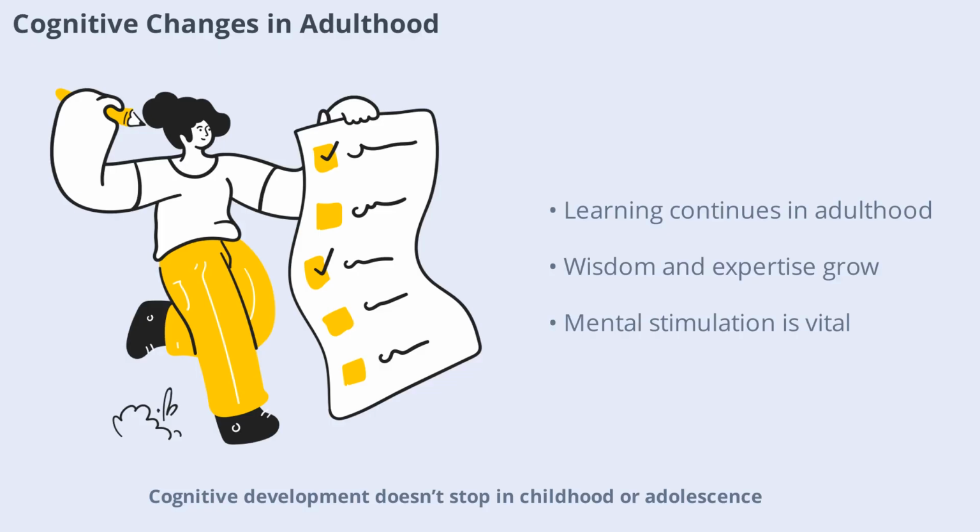Cognitive development doesn't stop in childhood or adolescence. Adults continue to learn, adapt, and solve problems throughout life. While some abilities like processing speed may decline with age, others, such as wisdom and expertise, often increase. Lifelong learning and mental stimulation help maintain cognitive health.